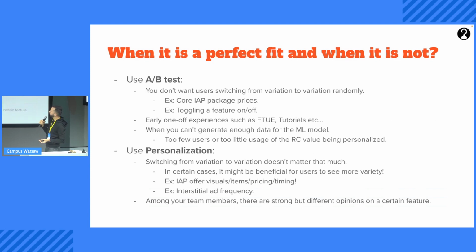Okay, so when is the perfect fit and when is it not? I would recommend that you use A/B tests, as I said, when you don't want users switching from variant to variant. So I would say core in-app purchase package pricing, you don't want these changing. Users might actually blame you for cheating them, because they paid $100 for something, and then next day it becomes $10. Not a good idea. Or you don't want to toggle a feature on and off, right? Because some users engage with a feature, and 2 days later that feature toggles off and becomes invisible. You also don't want that.